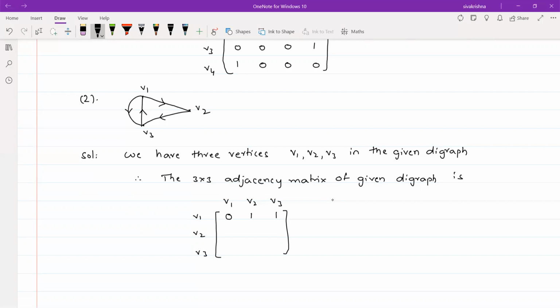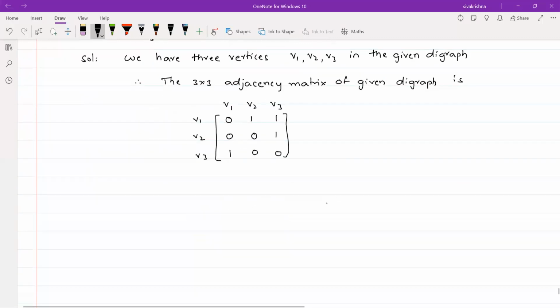since there is an edge, so that we have to write 1. So coming to the second row, from v2 to v1 we are not having an edge, so that we have to write 0. From v2 to v2 also we are not having, so that we have to write 0. From v2 to v3 we are having an edge, so that we have to write 1. Coming to the third row, from v3 to v1, yes, we are having an edge, we have to write 1. From v3 to v2 we are not having any edge, so that we have to write 0. From v3 to v3 also we are not having any self loop, so that we have to write 0. Okay, so this is the required adjacency matrix corresponding to the given digraph.